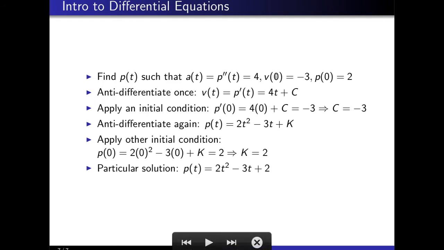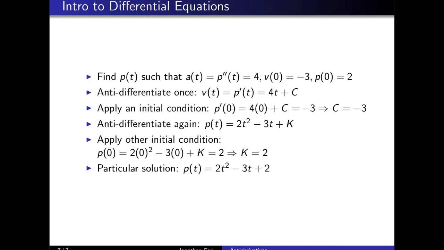We can then use the initial condition that v of 0 is equal to minus 3 to solve for the c. So we'll get 4 times 0 plus c equals minus 3. c has to be equal to minus 3. We'll then anti-differentiate again, so we'll take 4t minus 3, find the antiderivative of that, and we'll get 2 times t squared minus 3t plus k. The reason I use k here is because really this is a different constant than the one before, and I'd rather not use c to mean two different things.